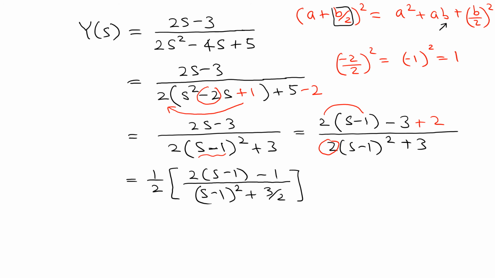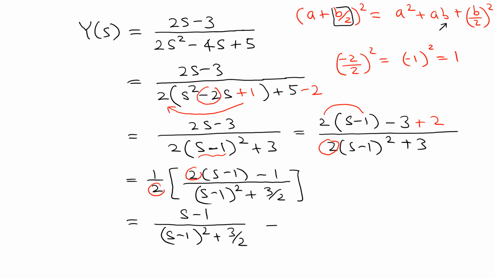That's what we get. Okay, now we're going to split them into two. And remembering the formula for sine and cosine, we can split them like this. So we can write it in this form. So the first term, because of the 2 and the 2, they cancel each other. So you are going to get s minus 1 over s minus 1 squared plus 3 halves from the first one. From the second one, actually we do a little bit of algebra here.